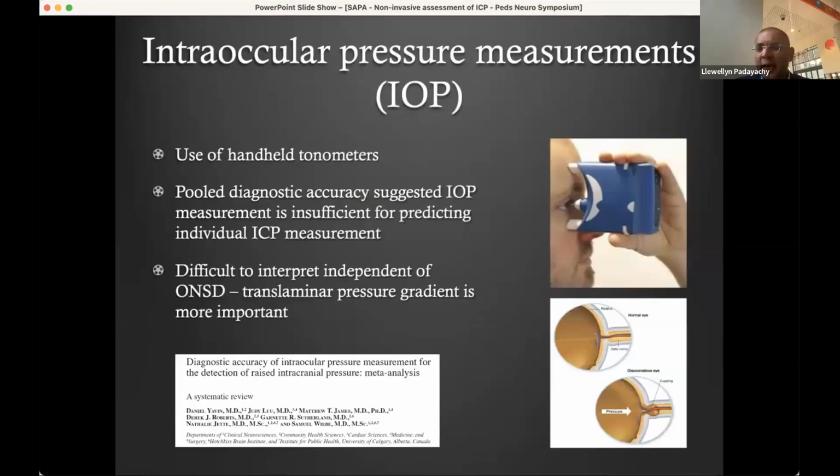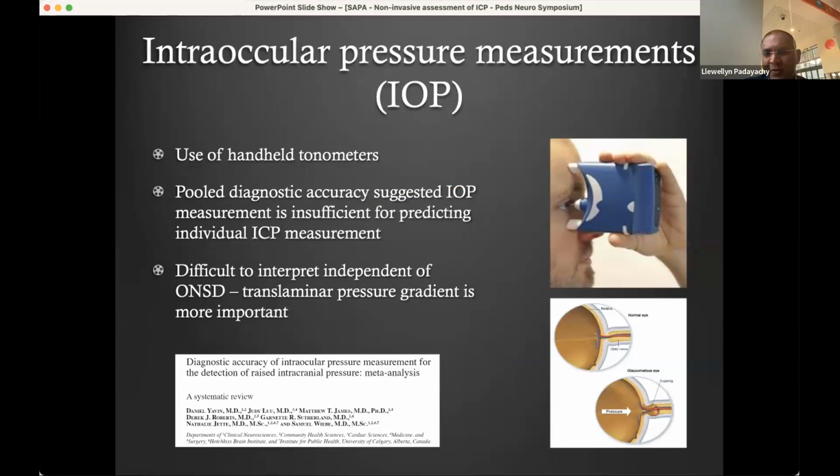Intraocular pressure, the handheld tonometer, what you want is something that's mobile, portable. So it's very attractive from that point of view. But again, the pooled diagnostic accuracy suggests that it's not that useful on its own. And it's difficult to interpret, like I said, because of this context of translaminar pressure gradient.